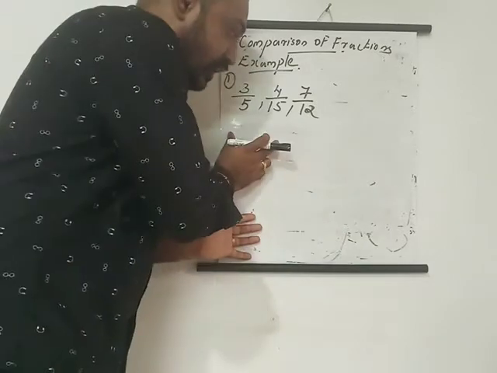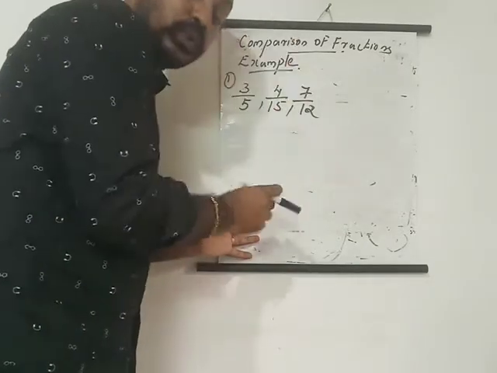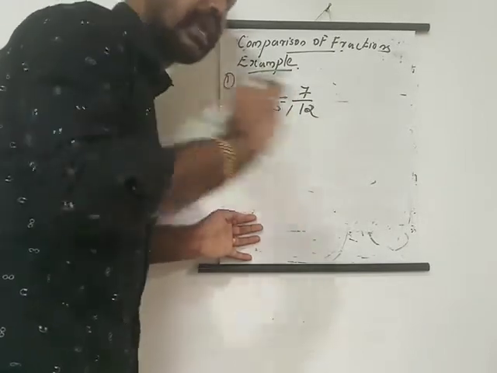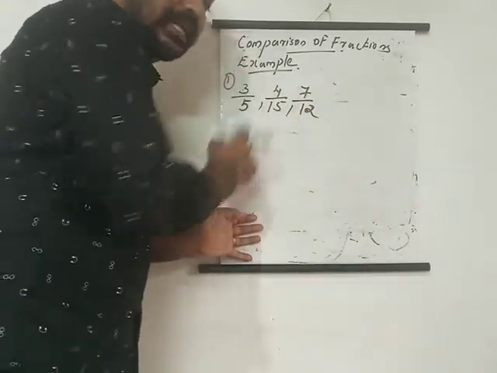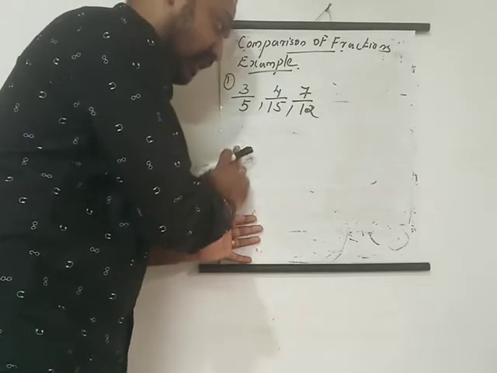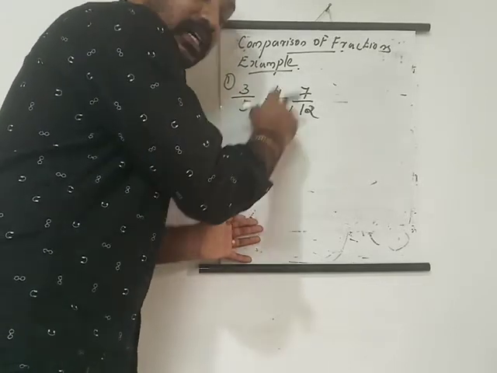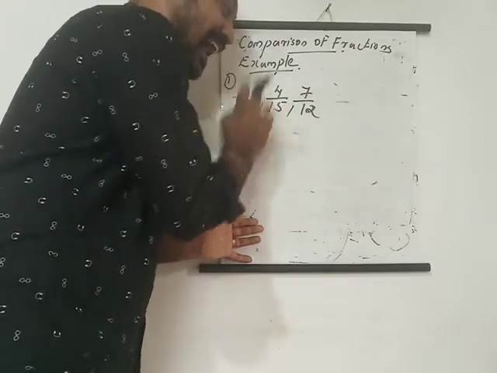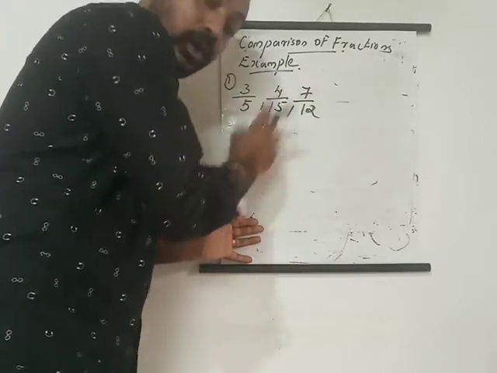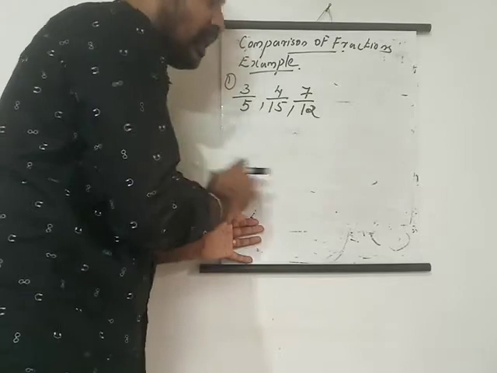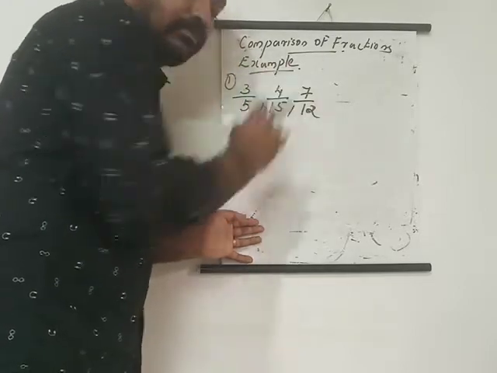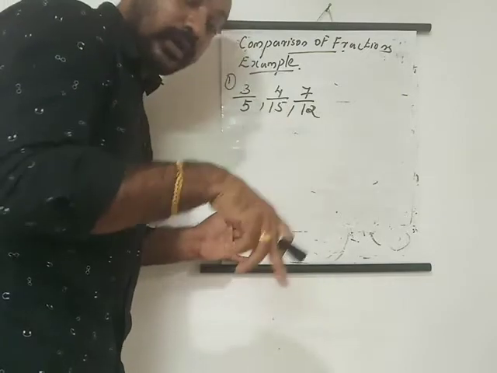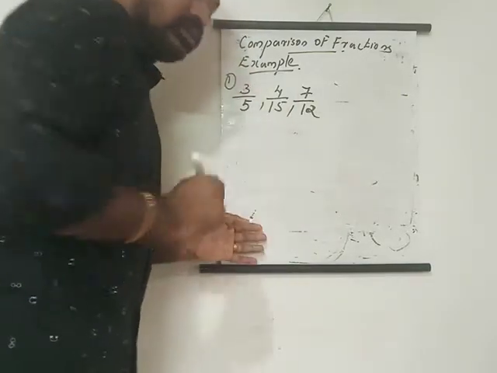So we need to make the denominators the same, not the numerators, the denominators. That means we need to find the common number, that is the LCM, the lowest common multiple of these numbers. So we need to find the LCM of these denominators. What is the first method? We need to find the LCM. That is the first step.